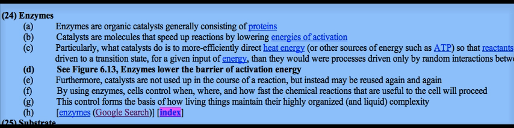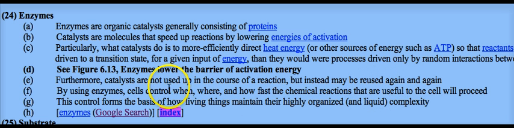Enzymes are organic catalysts consisting of proteins. Okay, so enzymes themselves are catalysts. Catalysts are molecules that speed up reactions by lowering the energy of activation, meaning it makes it easier to get a reaction started. Okay, activation energy is the energy required to activate a reaction. So enzymes lower the activation energy. Okay, catalysts are not used up in the reaction but can be reused again and again.